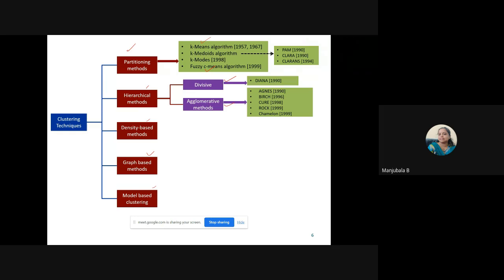Right? So there are other different types of approaches under each category, so you can explore those techniques. Coming to the density-based methods, there are subdivisions here: STING, DBSCAN, CLIQUE, DENCLUE, OPTICS, WaveCluster. I am going to discuss density-based spatial clustering of applications with noise. So this technique I will discuss.